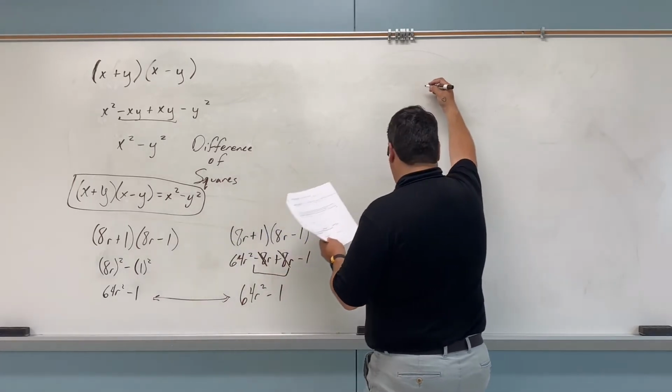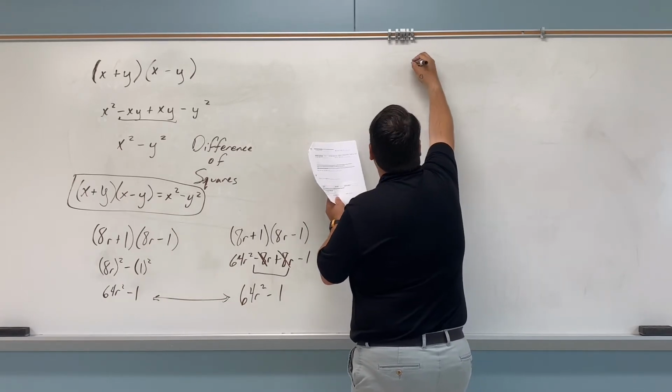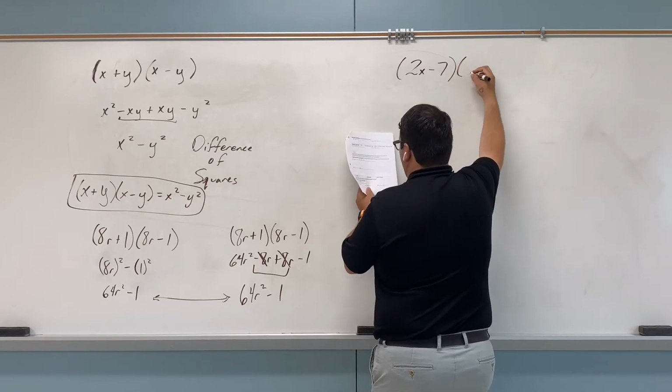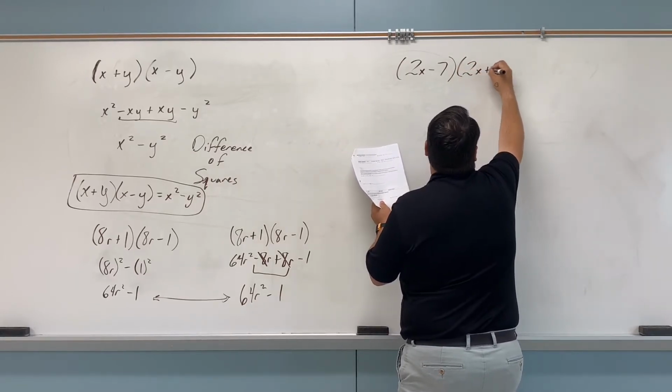This next example, I got plenty of space up here, so I'm going to work with it. I have 2x minus 7, 2x plus 7.